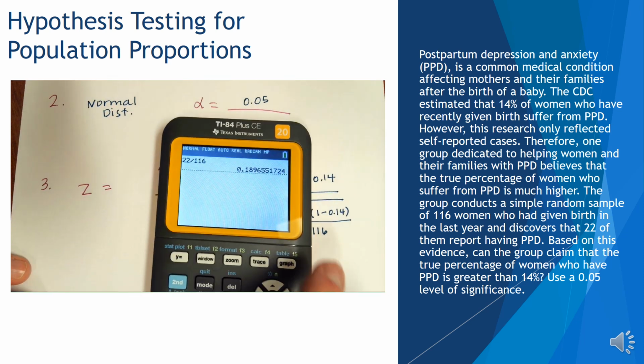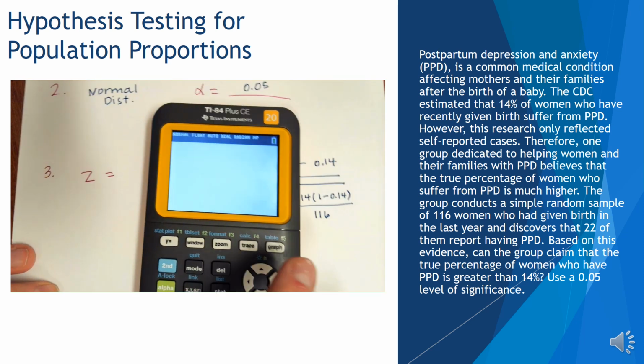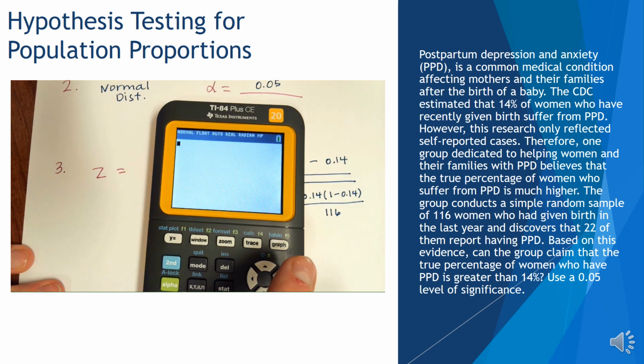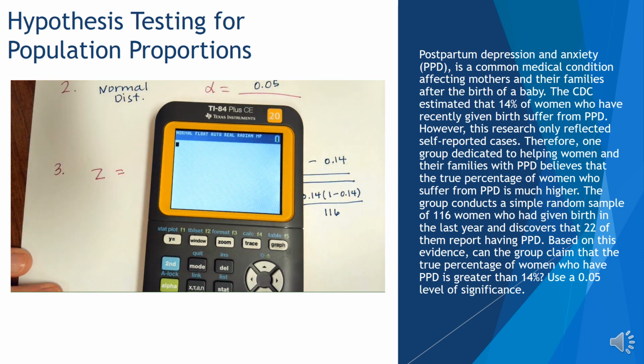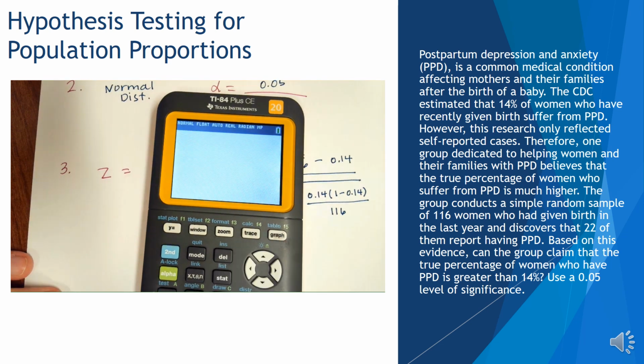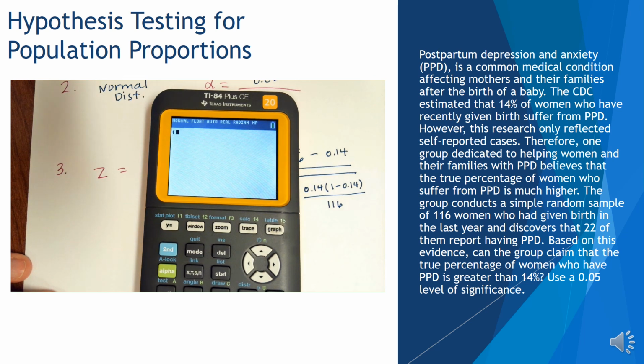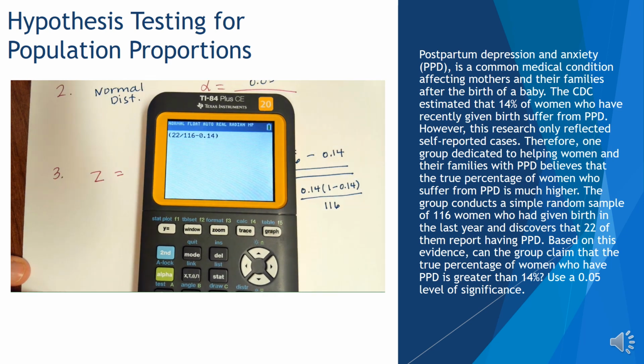Alright, so clear everything out. Start with a clean slate. Now I'm going to show you how to do this if you do not have this little fancy button that allows you to go into the display mode. So here's our numerator. Open parentheses, 22 over 116, minus 0.14. Close parentheses. That's your numerator. Divided by the square root. Now we have a fraction inside of the square root.